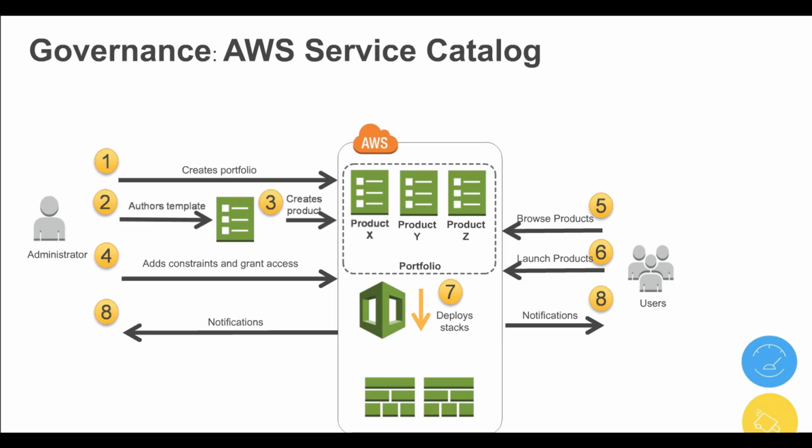So in this case, an administrator creates a portfolio and lists the product X, Y, and Z stacks in that. He authors the template, he creates the product, and he adds in constraints and grants access to various product teams or developers or users who use them. The developers or the teams or the users browse these products from the portfolio, and they can only launch this product if they have the correct access and the grants that they need. And finally, when the stacks are deployed, this gives a notification back to the administrator and the user.